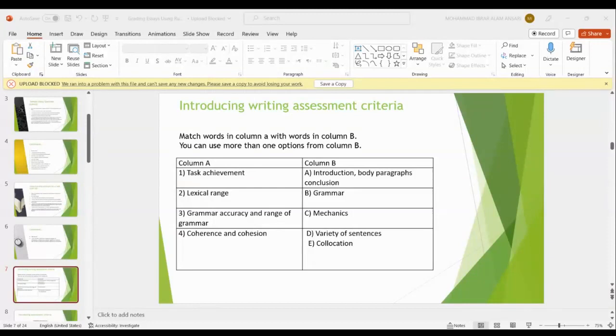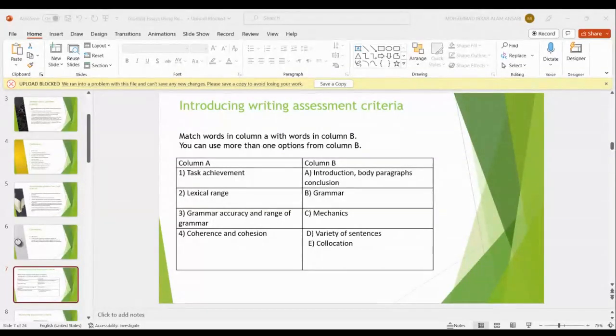Yeah, task achievement. Basically it relates to the rubric. It relates to prompts, whether you are able to accomplish the task or not. When you compare it with IELTS, task achievement is about addressing bullet points. So here you can put introduction, body paragraph, and conclusion. But introduction, body paragraph, and conclusion can also be categorized as coherence.